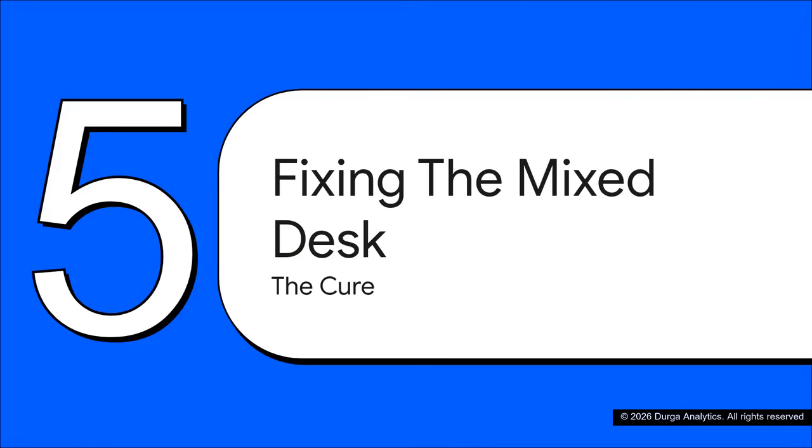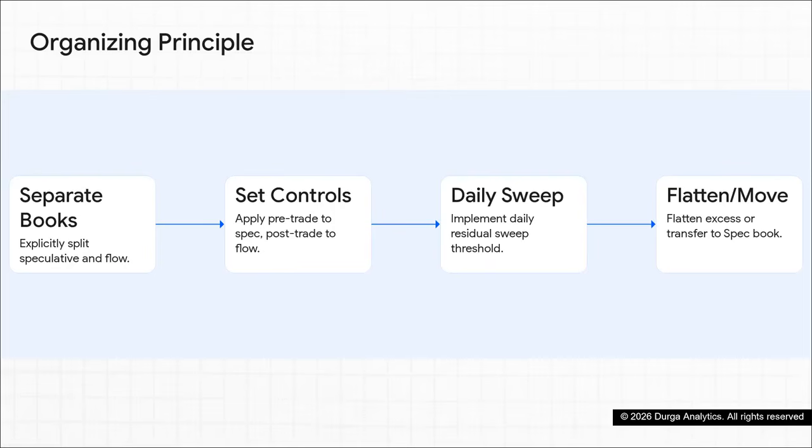Which leaves us to our final part, Section 5, Fixing the Mixed Desk. So, how do we actually fix the room and keep the desk surviving? Here is your organizing principle. Step 1, separate the books explicitly. Seriously, stop treating them as the same business. Step 2, apply the correct control profile to each. Speculative gets the heavy pre-trade controls, flow gets the heavy post-trade controls.